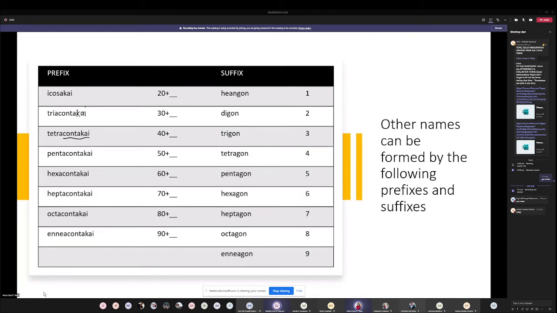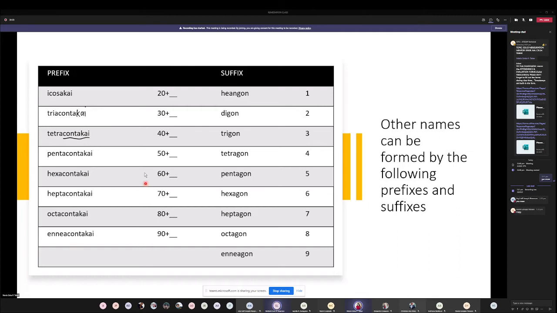The suffix used is kontakai, which means that you need to add something to this number, 40 plus. Sort of, you are multiplying this tetra by 10. So 4 times 10. Instead of 4 plus 10 for tetradecagon, if it's kontakai, it's 4 times 10 already. So tetrakontakai. For 50, it's pentakontakai, and so on and so forth.